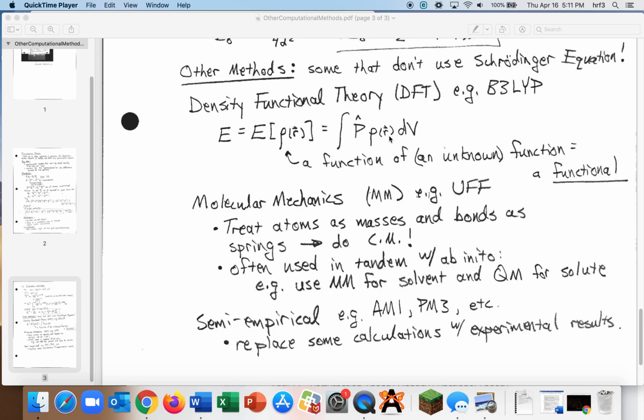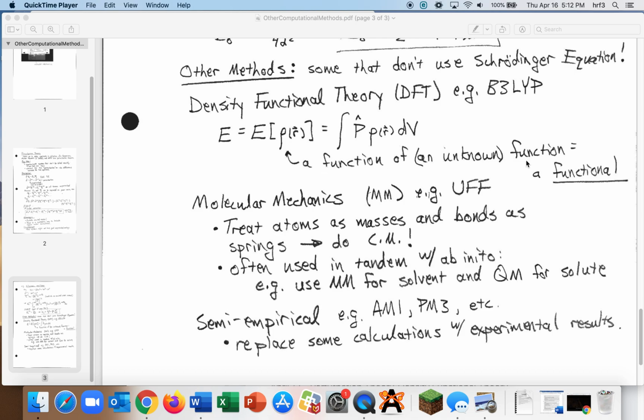And you can solve for the energy, and this is usually done in a self-consistent way, similar to what was done with the Hartree-Fock, where you come in with an initial guess of rho of r, and then you actually, I think the way the theory works is you take a derivative of this with respect to the function and set that equal to 0, and so you're minimizing with respect to a function instead of a variable. So that's kind of weird.